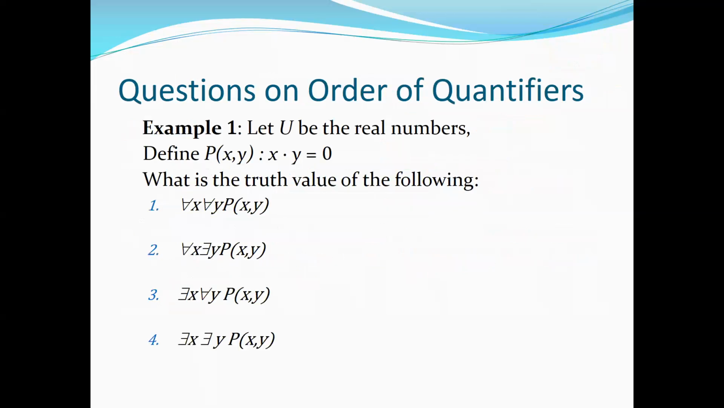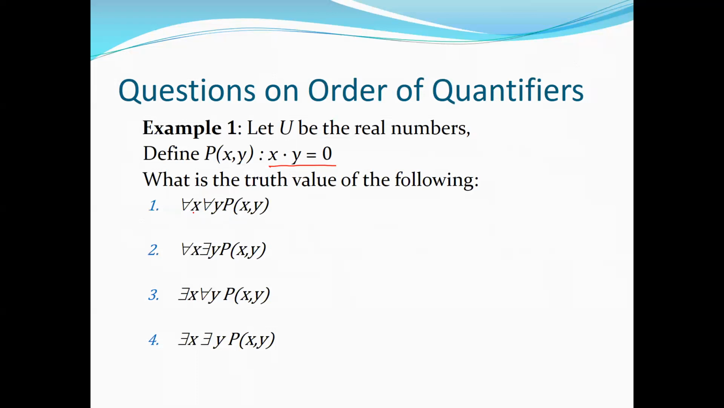So let's see a few questions on order of the quantifier. Let U be the real numbers, the domain, and define P(x, y) as x times y is equal to 0. So what is the truth value for each of the following? Is it true for all x, for all y, P(x, y)? Is it true or is it false?